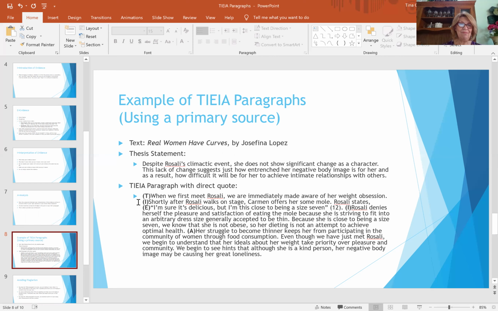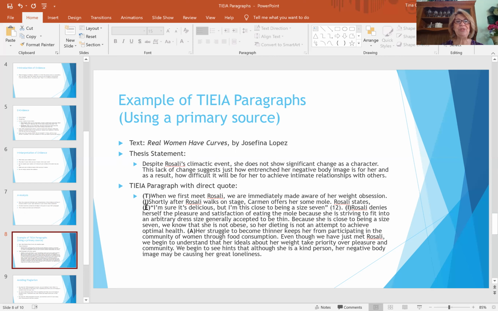So here is our TIEIA paragraph. Notice I've marked each sentence with one of those letters. So here's the T. When we first meet Rosalie, we are immediately made aware of her weight obsession. We therefore know that this paragraph is going to be about Rosalie and her weight obsession. I, introduction of evidence. Shortly after Rosalie walks on stage, Carmen offers her mole. Rosalie states, there is our introduction of the evidence. We now know that information from an outside text is about to come into this paragraph.